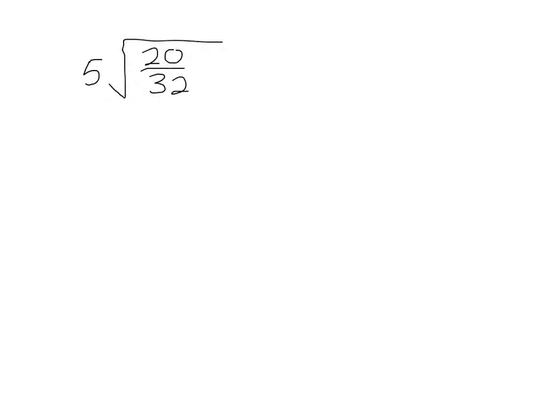This one's looking a bit nasty. What we'll need to do here is firstly simplify where we can. So if I look at the fraction inside the surd, 4 goes into both of those. 4 goes into 25 times. 4 goes into 32 8 times. So this is now going to equal 5 square root 5 over 8, which is the same as 5 times the square root of 5 divided by the square root of 8.